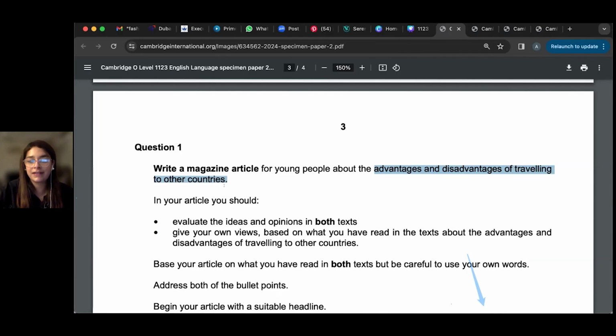You'll notice that in text A, she also says that you should travel, but you shouldn't travel to other countries as a priority. You should first travel within your own country. That's what the first text says. So keep in mind, you are not talking about traveling. You're talking about traveling to other countries. This clarity needs to be there.